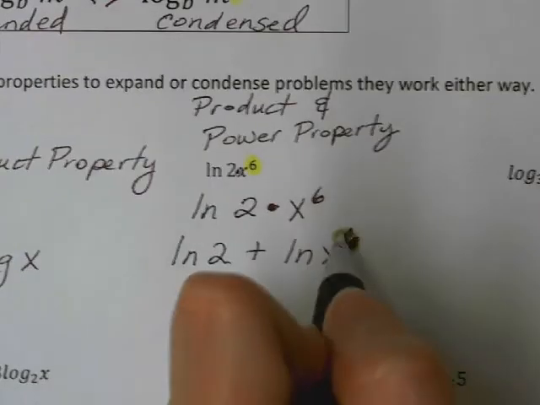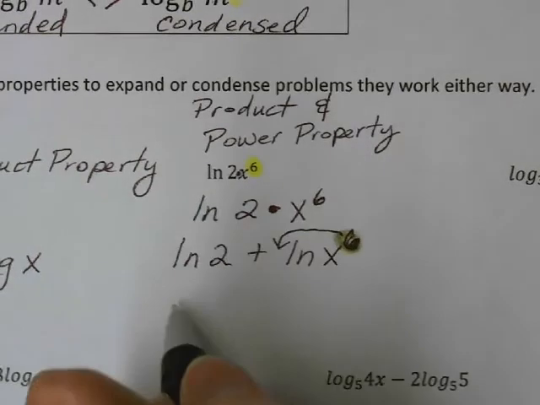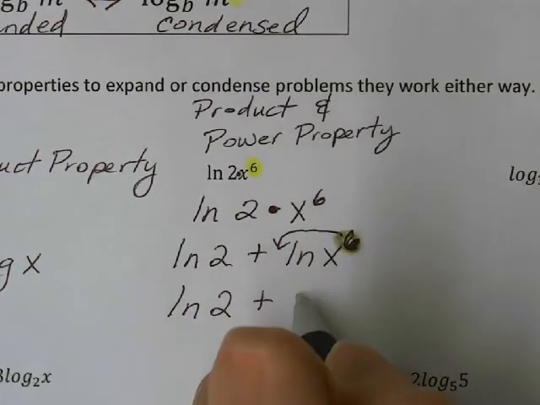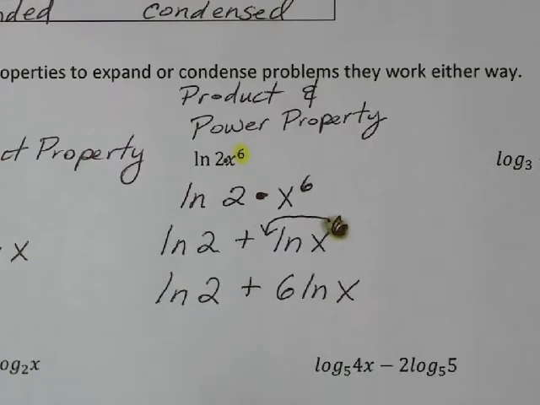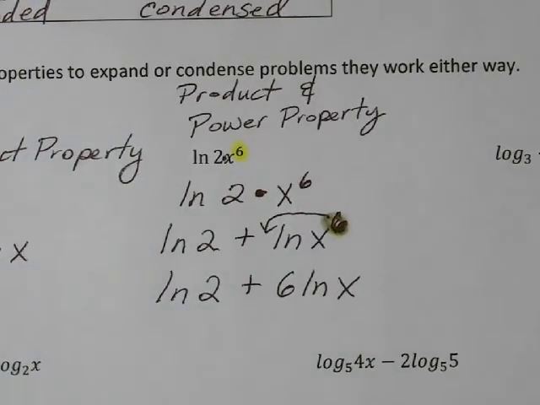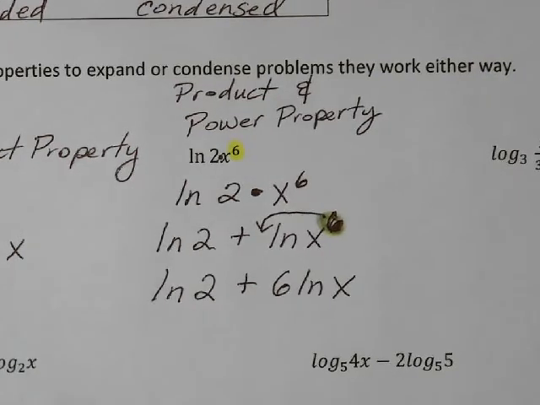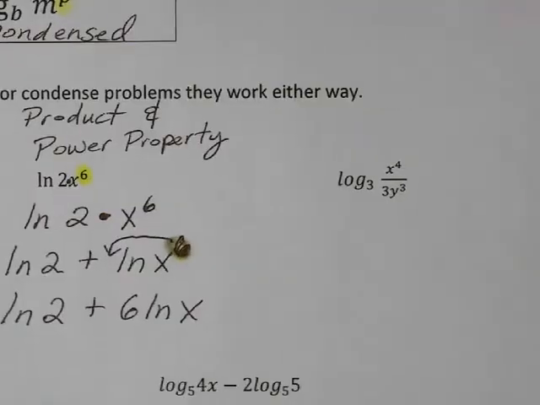Okay, now what do you do with this? Yeah, it's weird. You just bring it over here. So it's ln of 2, natural log 2, plus 6, natural log x. The 6 just goes in front. 6 times natural log x. So whenever you have an exponent, you just move it to the front. Okay, next one.